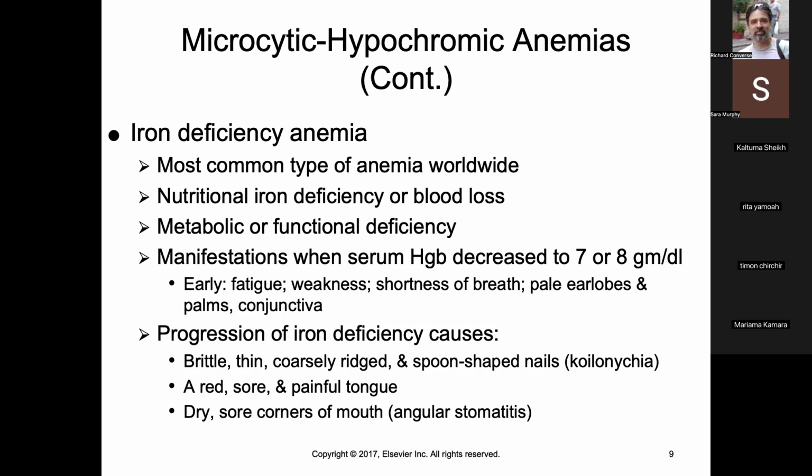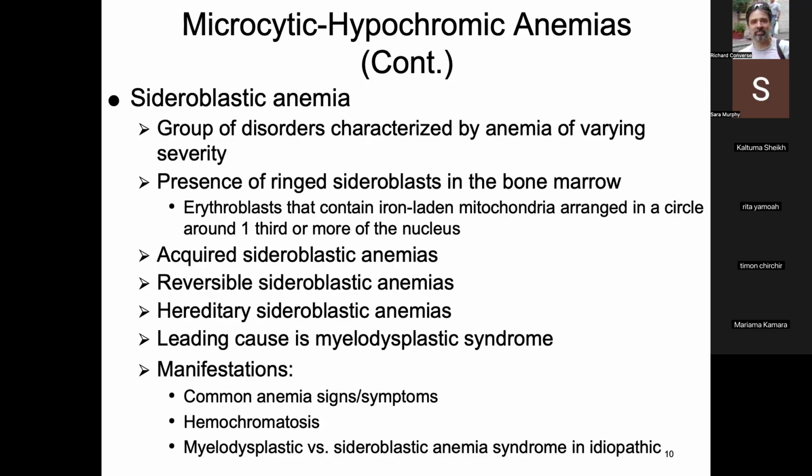Manifestations: when hemoglobin goes to 7 or 8 grams per deciliter, fatigue, weakness, shortness of breath, pale earlobes, palms, and conjunctiva. We see a progression of iron deficiency causes: brittle, thin, coarsely ridged, and spoon-shaped nails. That's a condition called koilonychia. A red, sore, and painful tongue, dry, sore corners of the mouth. That's known as angular stomatitis.